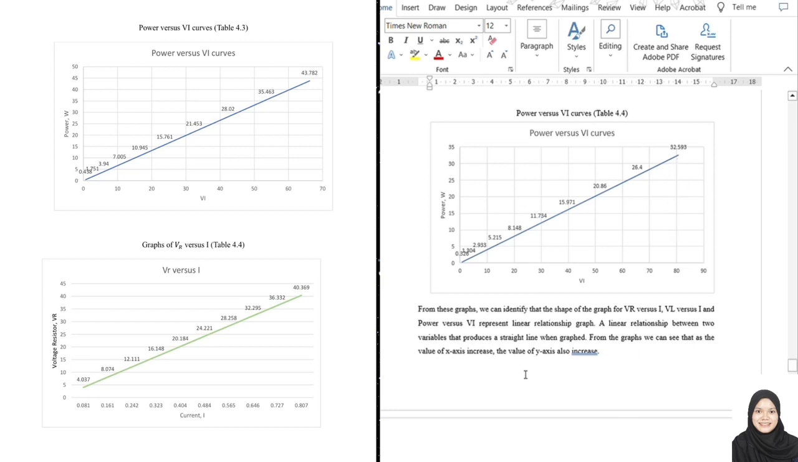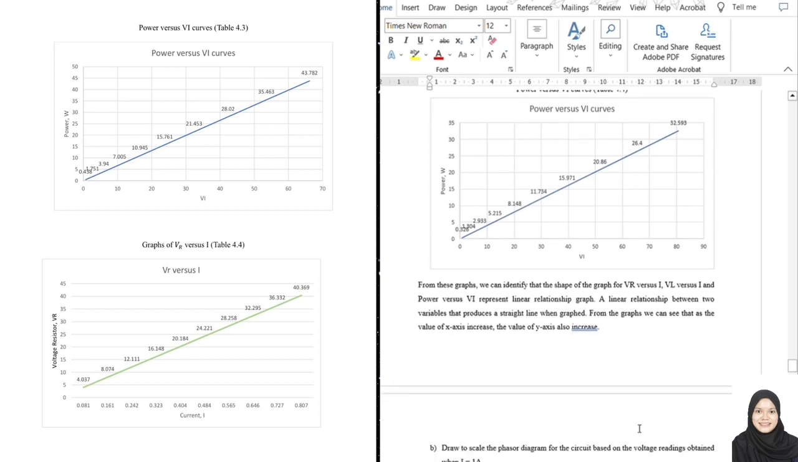From this graph, we can identify that the shape of the graphs VR versus I, VC versus I, and power versus VI represent a linear relationship. The reason is that a linear relationship between two variables produces a straight line when graphed. So from the graph, we can see that the value of the x-axis increases when the value of the y-axis also increases.